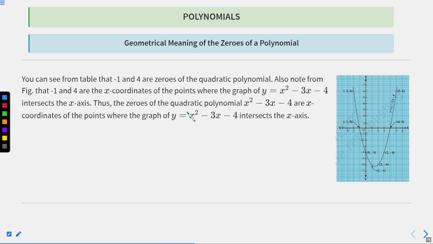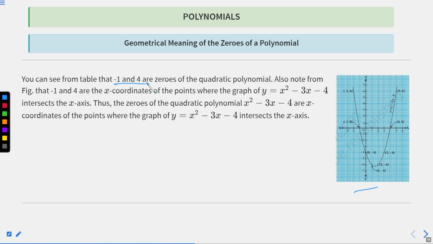Okay, so you can see from the table that -1 and 4 are zeros of the quadratic polynomial. Also note from the figure that -1 and 4 are the x coordinates of the points where the graph y is equal to x square minus 3x minus 4 intersects the x-axis. Okay, thus the zeros of the quadratic polynomial x square minus 3x minus 4 are the x coordinates of the points where the graph y is equal to x square minus 3x minus 4 intersects the x-axis.